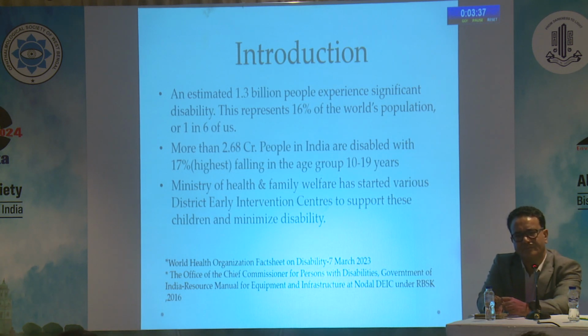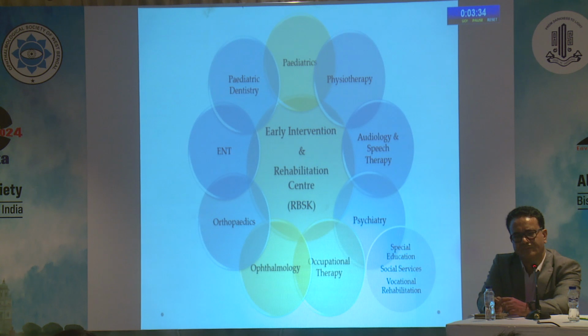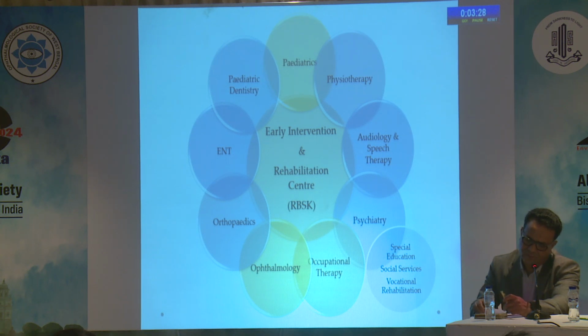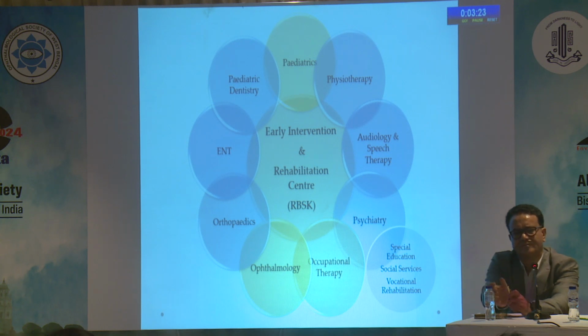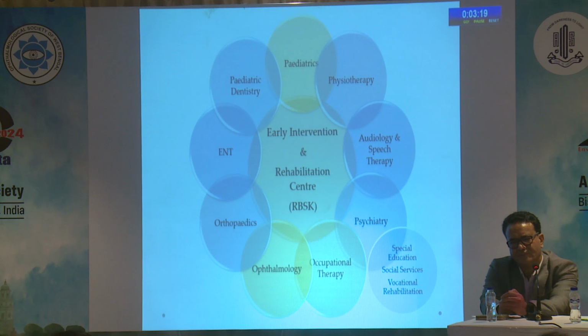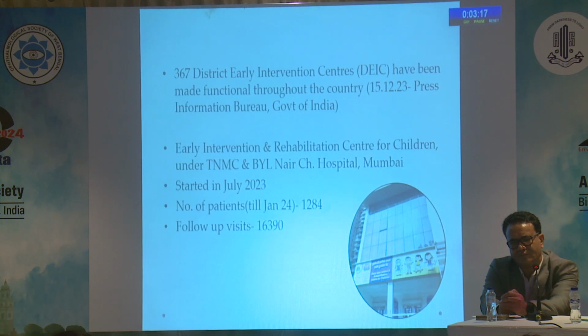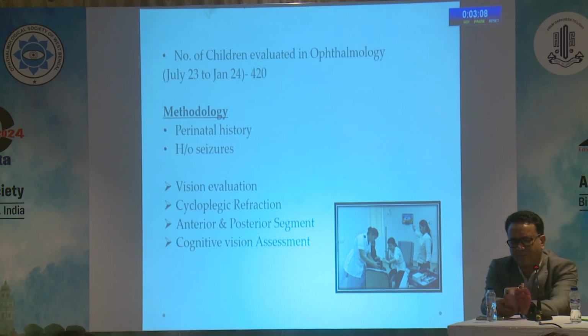In order to empower these patients and to have an early intervention as early as possible, between the age group of 0 to 6 years, the Government of India has come up with the concept of early intervention and rehabilitation center. These have multiple different departments which cater to the needs of these children. The one that I'm talking about started in July 2023 under the Topiwala National Medical College in Mumbai. We have seen over 1,500 patients till date, and in the ophthalmology department there were around 420 patients.